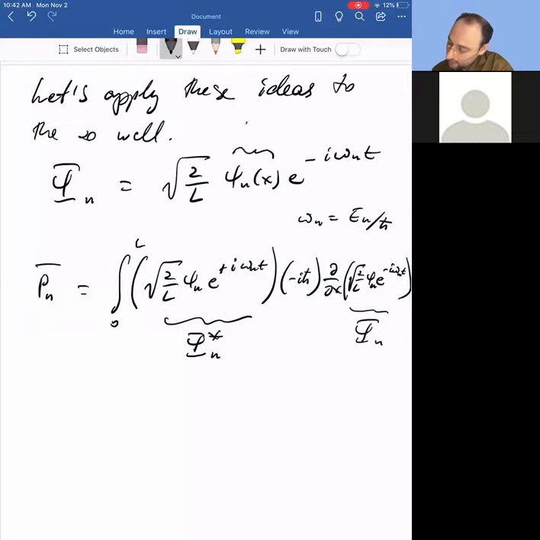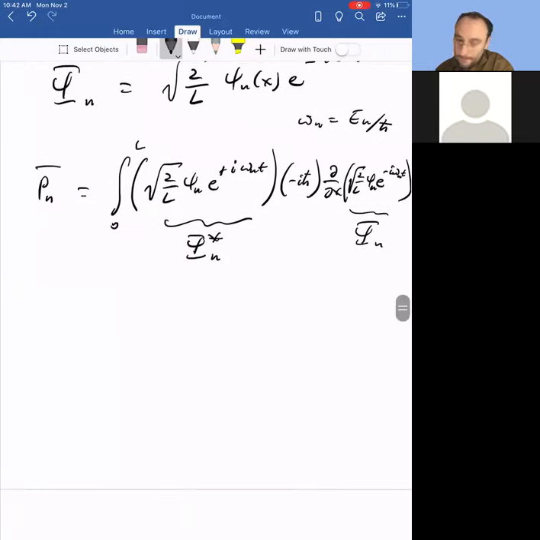What are these psi sub n? They're sine of knx. So first of all, notice the derivative acts on the spatial part. It doesn't act on the time. So I can write this as, well, first of all, root 2 over L times root 2 over L becomes 2 over L. Let me clean this up. It's 2 over L times minus i h bar. It's a constant. I can bring it out of the integral.